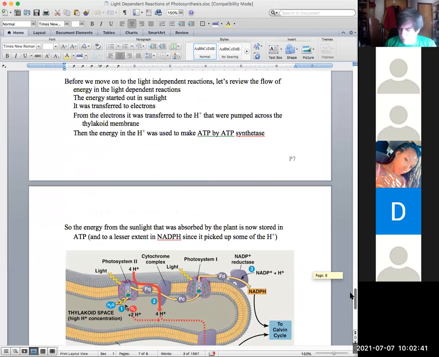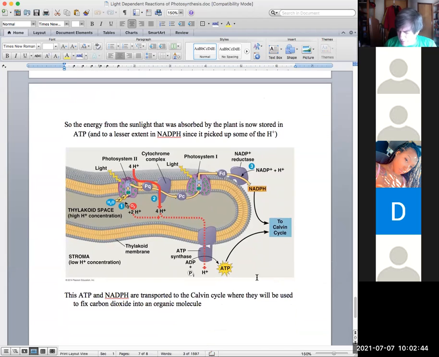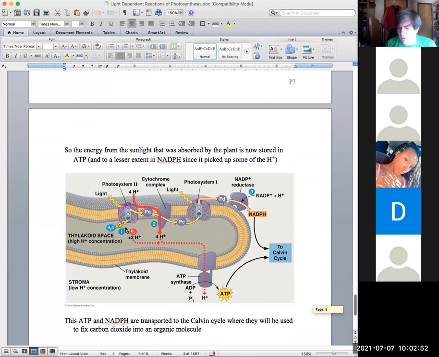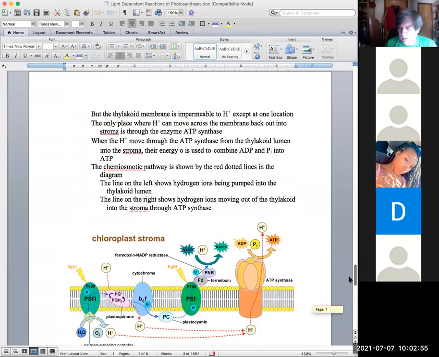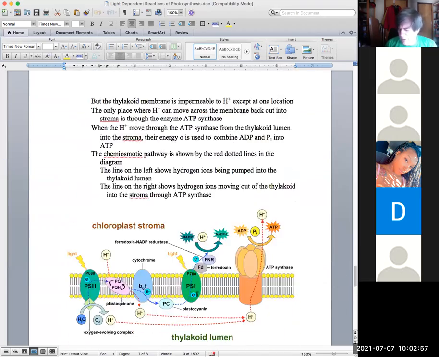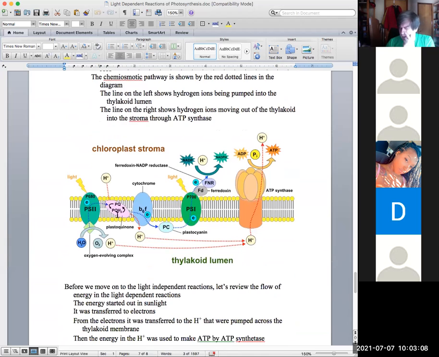So let's think about overall where our energy started out, where it went. If we go back to the beginning, we had energy in sunlight. That energy got transferred to electrons. Some of the energy from the electrons got transferred to the hydrogen ions, I'm sorry. From the hydrogen ions, that energy got transferred into ATP.